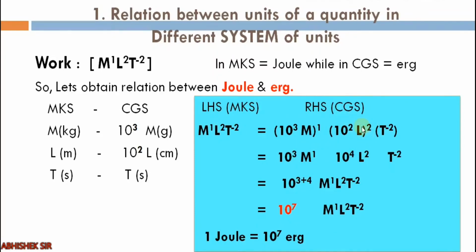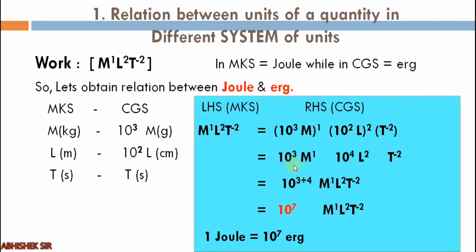But don't forget to put the bracket. Here T^-2 is there, and we know that T is the same in both systems, so we are not doing anything: T^-2 here, and T^-2 there also. Clear? The only change in the second step is that we are giving the power: 10^3 raised to 1 is 10^3, M raised to 1 will be M raised to 1.